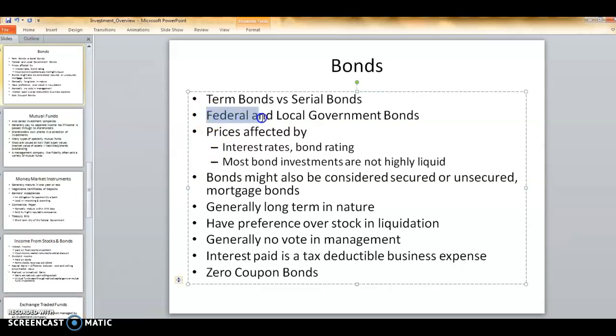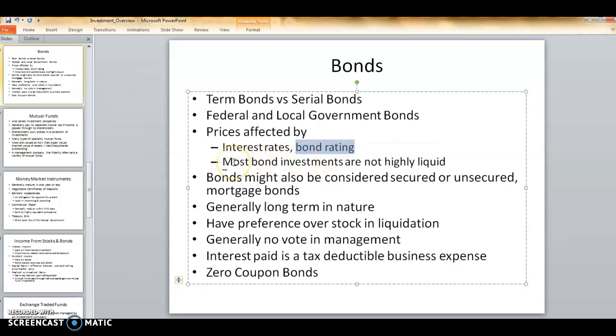We have corporate bonds. We also have federal government bonds. We have local government bonds, like bonds of the city of Manchester, for example. Bond prices would be affected by things like interest rates. If market rates go down, bond prices go up, and also by bond ratings. Companies generally, in order to sell bonds, have to have the bond rated by one of the bond rating agencies like Fitch, and the value of the bond would go up based on a higher bond rating or go down based on a lower bond rating.